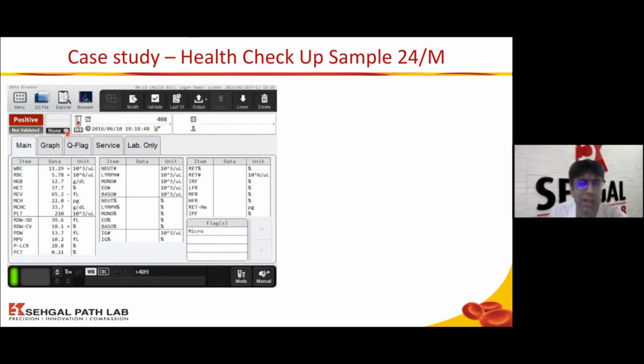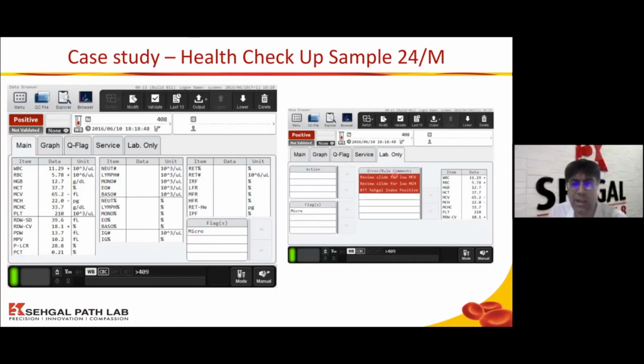This tells my staff that there is a lab defined slide review rule to be alerted. Please click on this tab to see more. When they clicked on this tab, it said review the slide for low MCV, MCV is 65. Review slide for low MCH, so they go back, yes, the MCH appears 22. And it said Sehgal index positive, which is one of the THAL indices for screening which you have put.